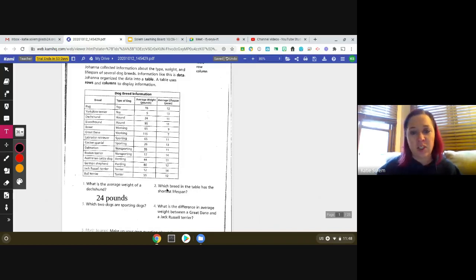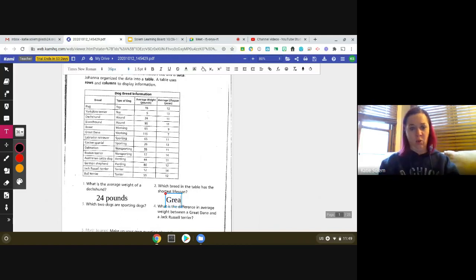The next question says, which breed in the table has the shortest lifespan? So in order to do that, I need to go over to the lifespan column and find which one has the shortest. Well, it looks like 7 is the smallest number. So I'll go over and look, what kind of dog is that talking about? A Great Dane. So I will write Great Dane in.